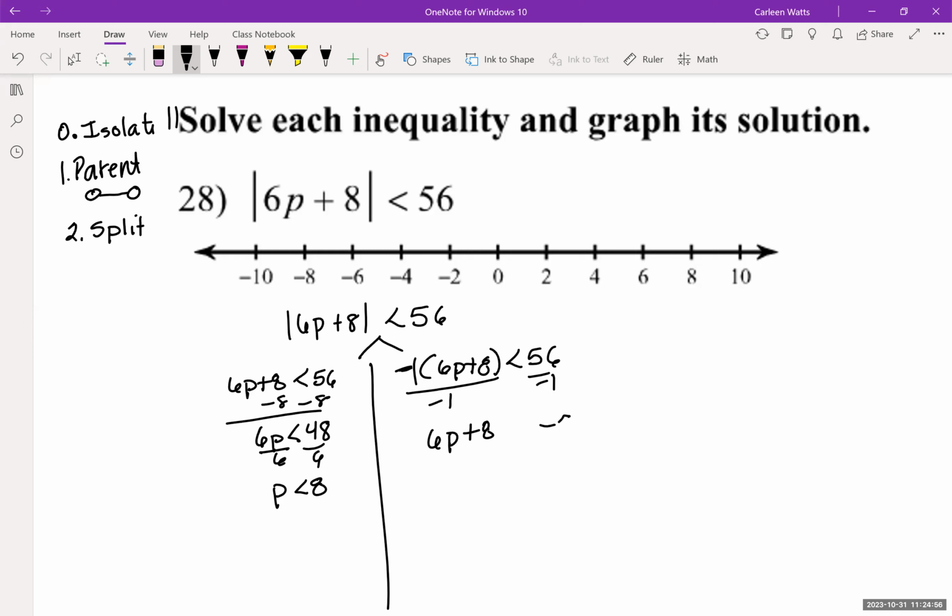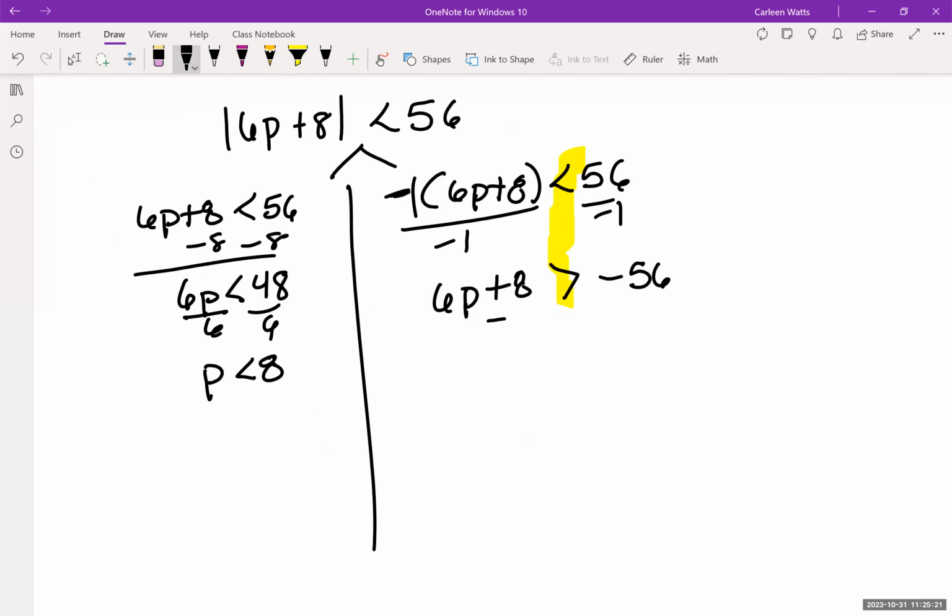Okay, we got -56. Now, I just divided both sides by a negative. All right, so my less than flips to greater than. Whenever you divide by a negative, flip the sign. Okay, subtract 8. 6p is greater than -64.